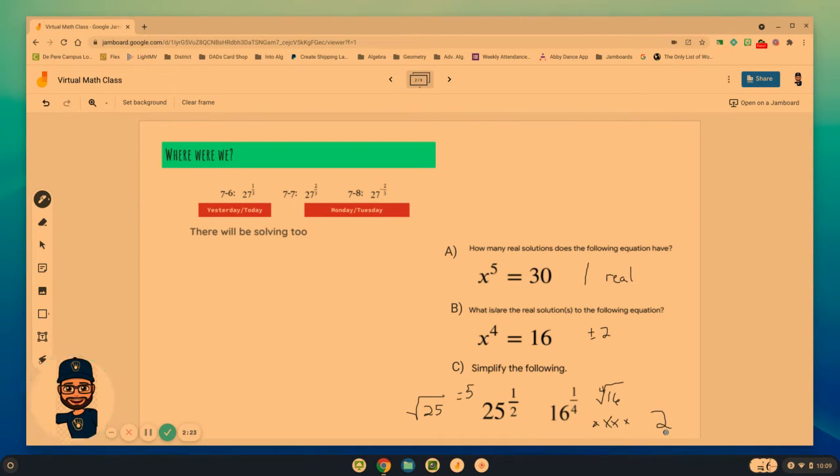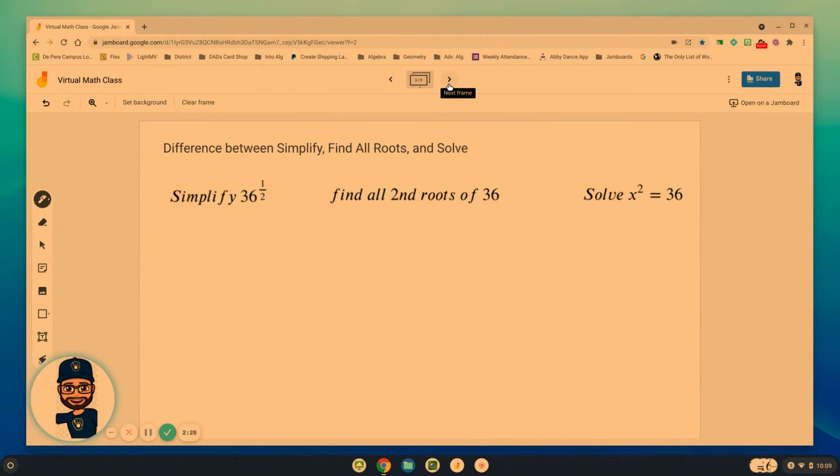So 2. Now what we need to try and understand is there's a difference between simplifying, finding all the roots, and solving. When we are simplifying, we're really just looking for the positive roots, the positive answers. Again, 36 to the 1/2 is the same as saying the square root of 36, which is 6. And if we're simplifying, we're only looking for that positive value.